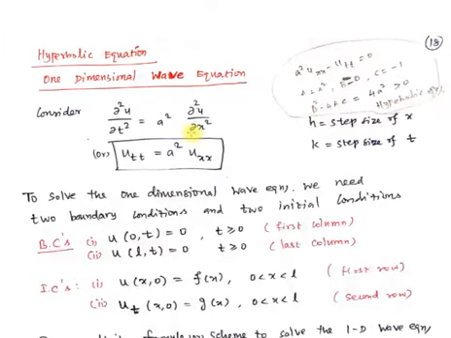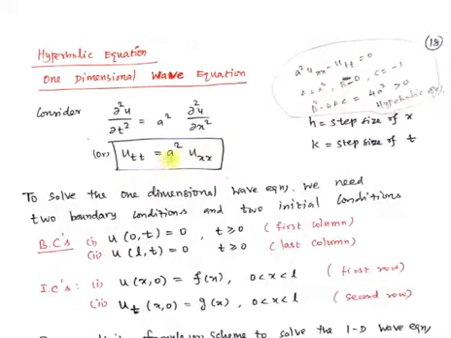The one-dimensional wave equation is an example of hyperbolic partial differential equations. Now, consider the one-dimensional wave equation: ∂²u/∂t² = a² ∂²u/∂x², or u_tt = a² u_xx. It is called the one-dimensional wave equation.